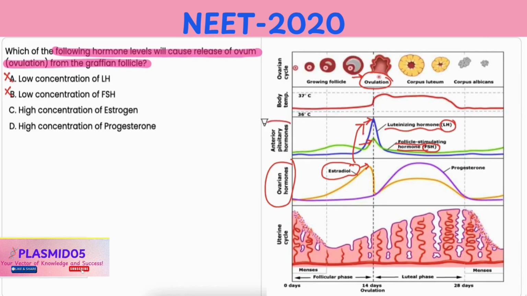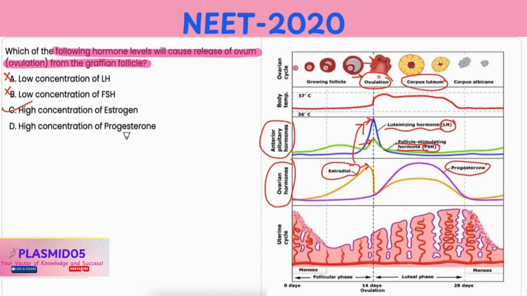And why is this LH surge important? Because it causes the follicle to rupture, releasing the ovum from the ovary, which is known as ovulation. And it also transforms the remnants of the follicle into corpus luteum, which will then secrete the progesterone to support the stages of early pregnancy if fertilization occurs. Hence, this is the correct option.